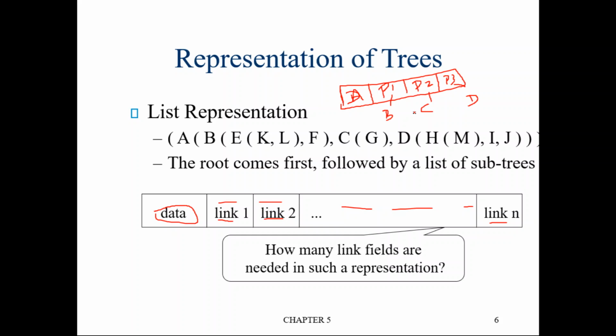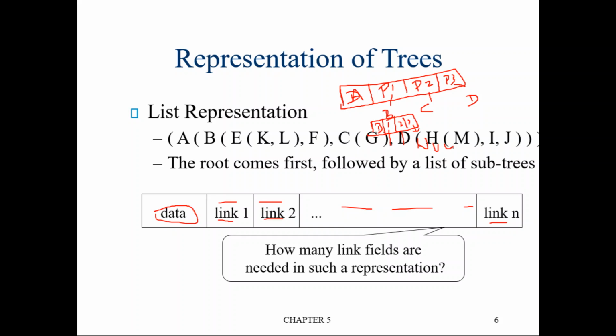Again B can be represented with one data part and 3 pointers, P1, P2 and P3. But if you see, B has only 2 children. So here you will use only 2 pointers, pointer 1 and pointer 2. Pointer 3 will point to null.